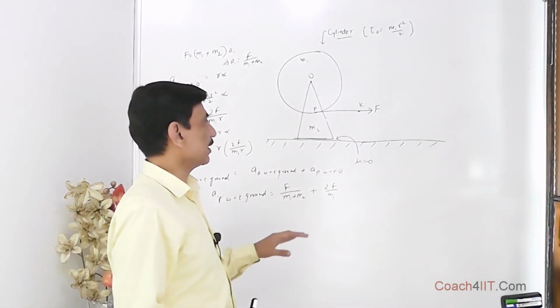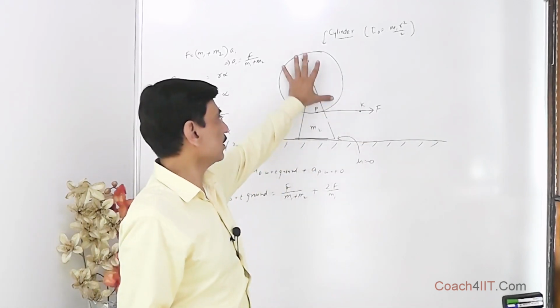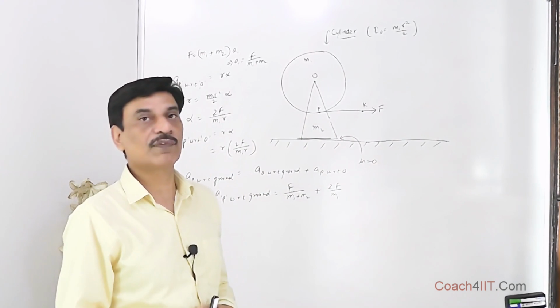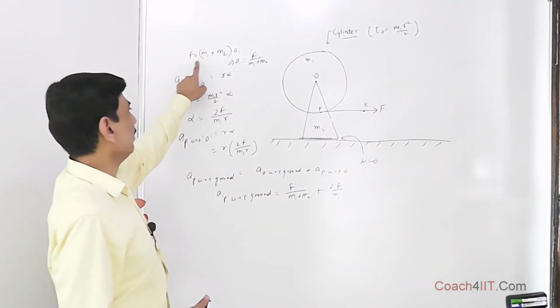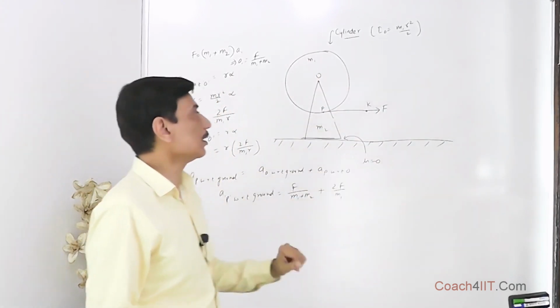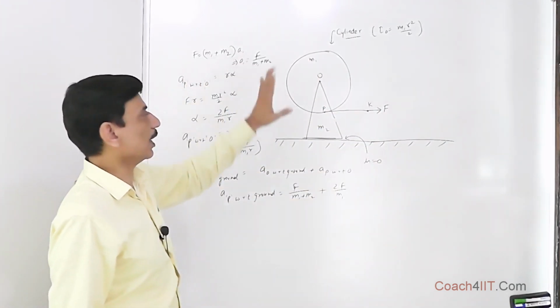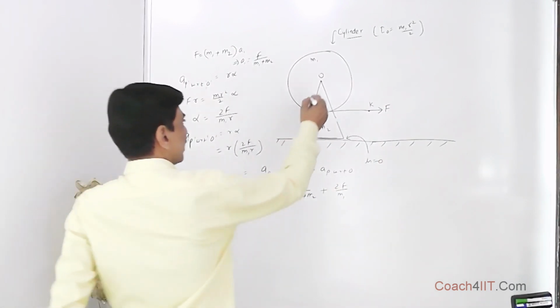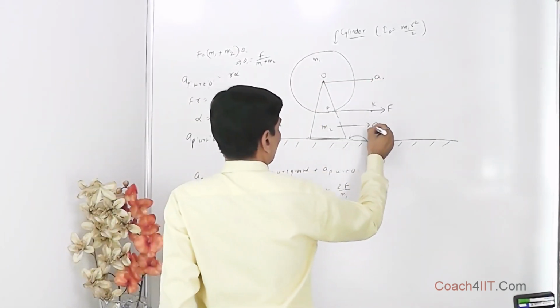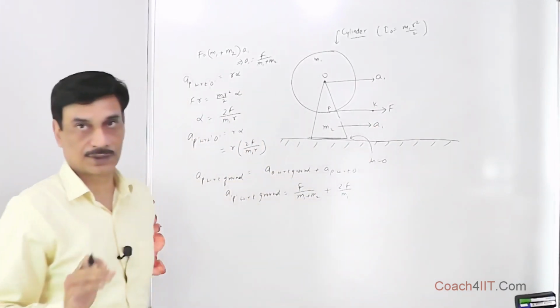So first, F is applied and both this and this will be moving with one acceleration. So let's make the equations of linear mechanics. F is responsible for accelerating the whole system as one. So F is equal to m1 plus m2 into a1. It means this center is going with acceleration a1 and this mount shall also be going with acceleration a1.